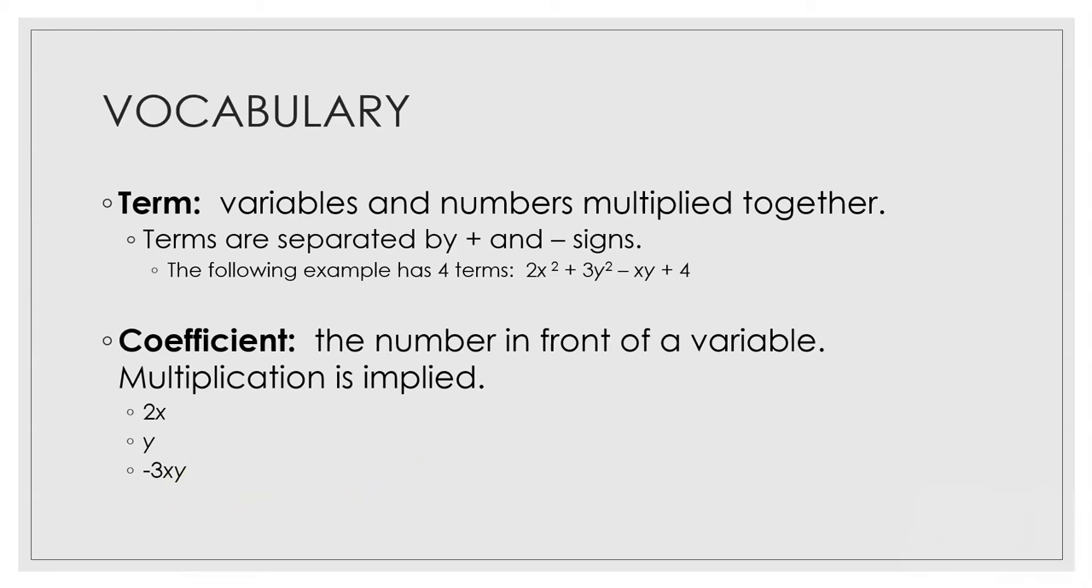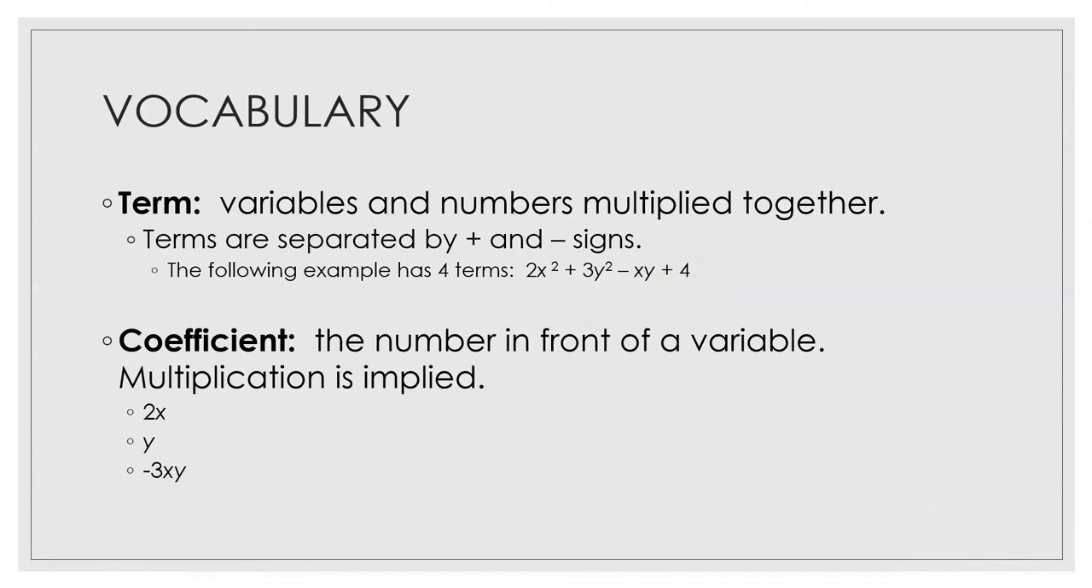Within the parts of an expression, you can look at individual pieces, and those are called terms. So for example, 2x squared would be the first term, and then 3y squared would be term 2. The xy is the third term, and the 4 is the fourth term.